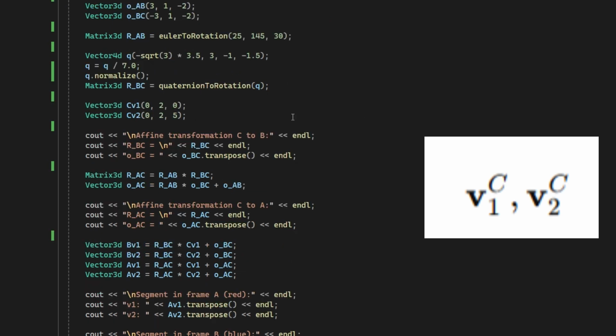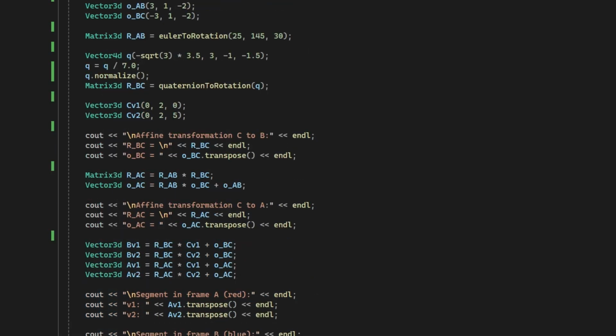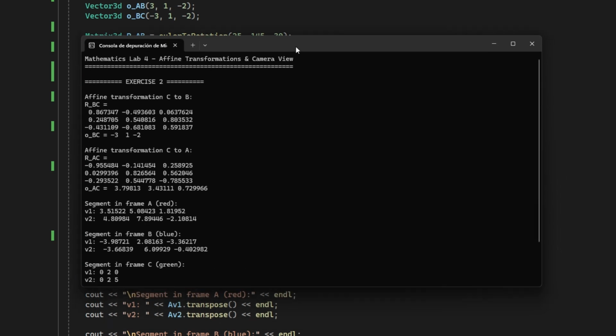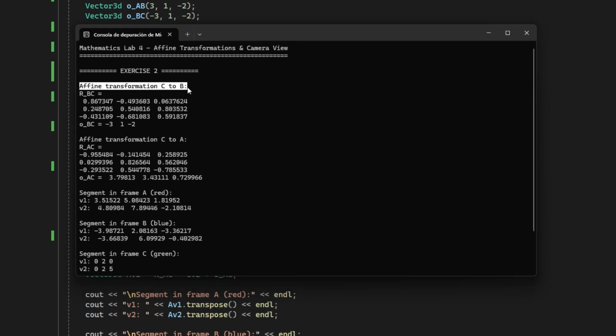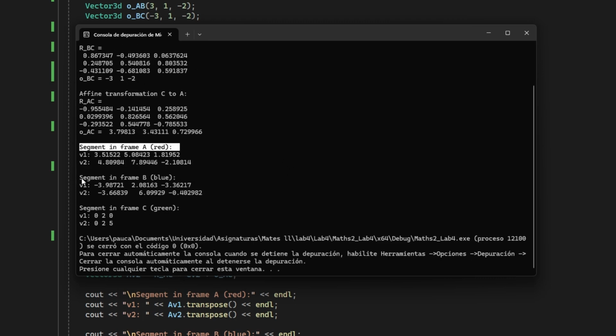To see that, first, that's our code. This is only to print on the screen what we are doing. And let's see if it does. And as you can see here, our frame transformation from C to B, from C to A, our segment in frame A, and our segment in frame B. And then our segment in frame C.